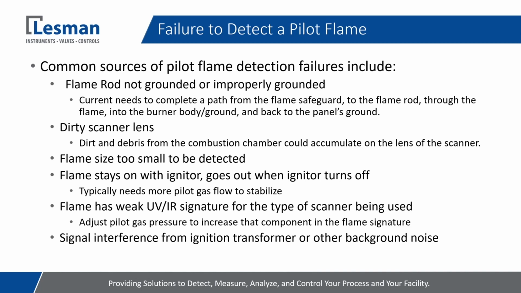For a UV scanner, you could have a lens that gets dirty, right? It's trying to look through a sight tube and look at the flame, and if there's soot or dirt or debris that's building up on the lens, it'll start masking it to the point where it may fail to detect it. So we want to be mindful of that. The flame size is too small, right?